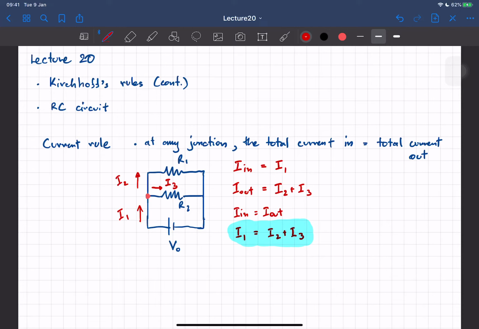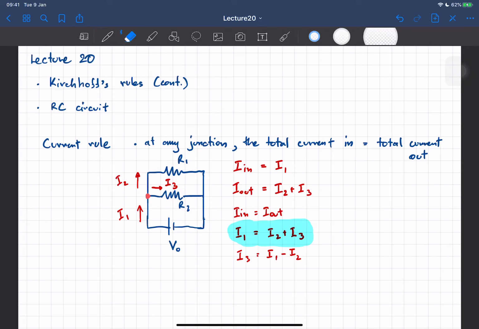So we have I1 equal to I2 plus I3. The significance of this is that in this kind of circuit, usually you will be solving for the unknown currents. And by the look of it, it might look like there are three unknowns, I1, I2, and I3. But because of this Kirchhoff rule, the current rule, I3 is not independent of I1 and I2. So you can write I3 simply equal to I1 minus I2.